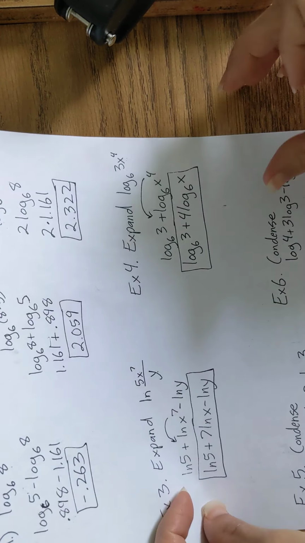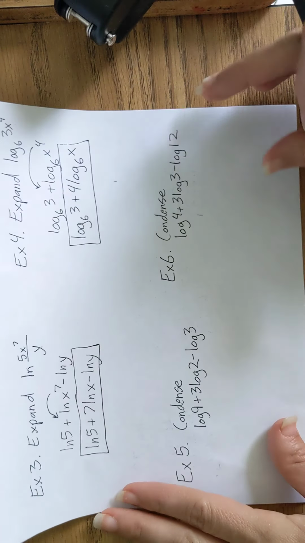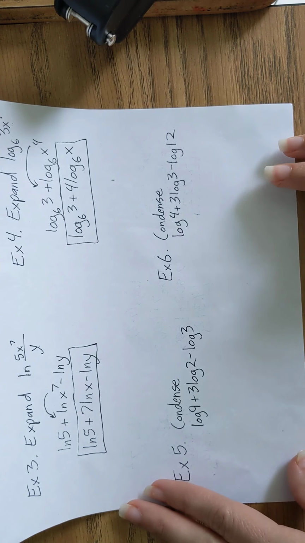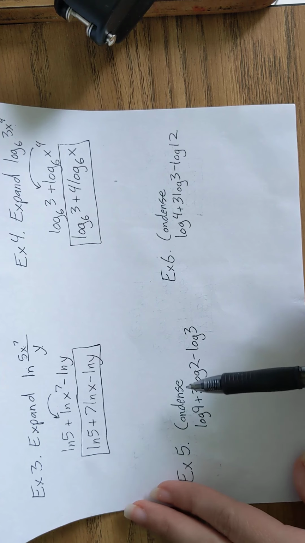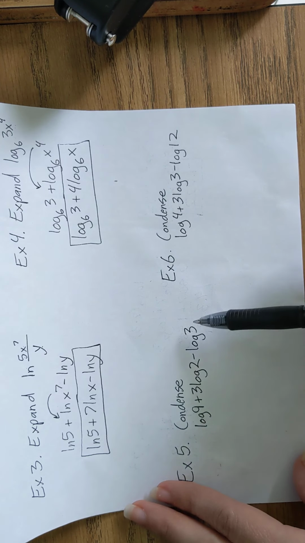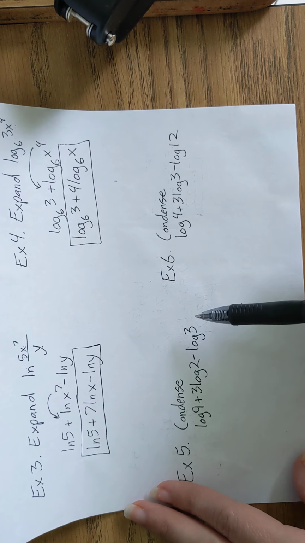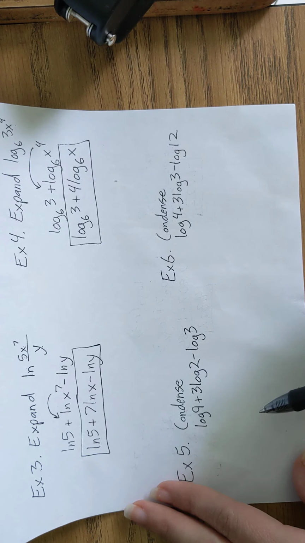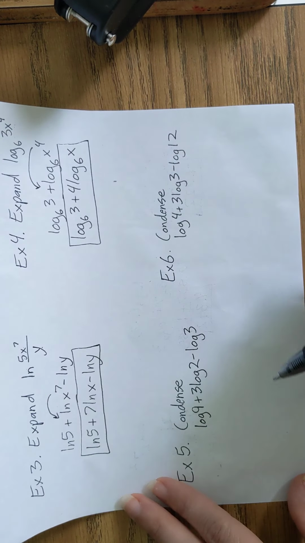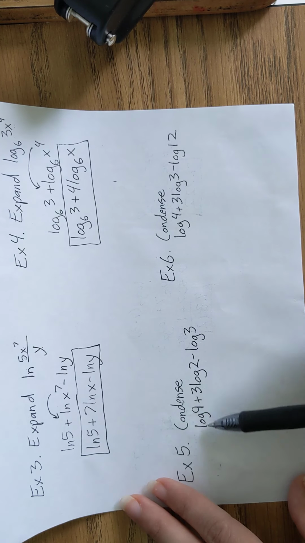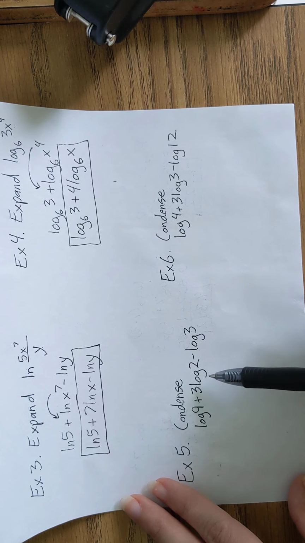All right, so then let's go to the next section, last section here. So on this one, they want you to condense. So we're going from an expansion to a condensing. So instead of having a bunch of log expressions, we're just going to have one, right? And then they're going to be either multiplied or divided together. Okay, so we've got 2 things getting added, so that means there's multiplication going on here.